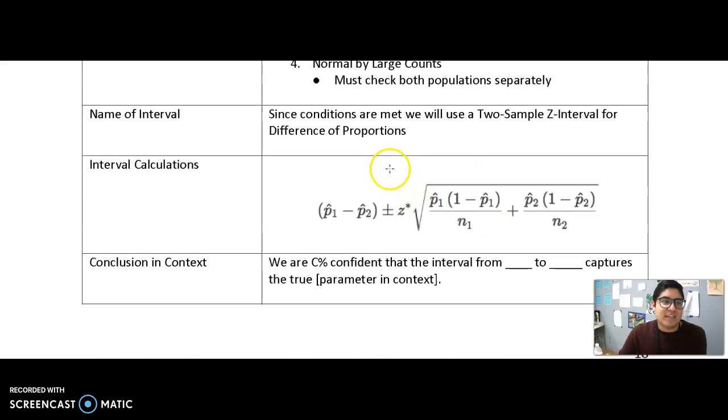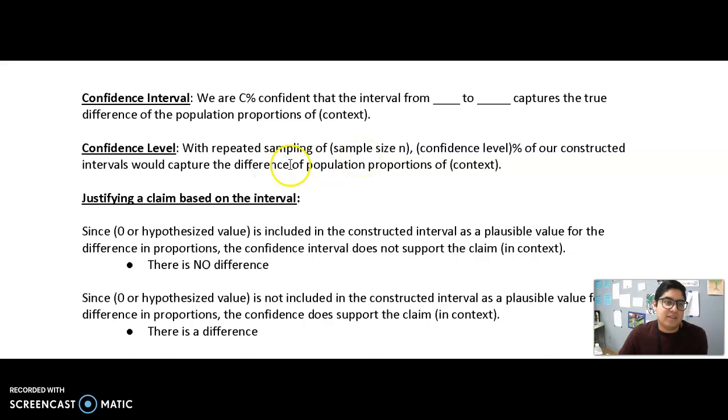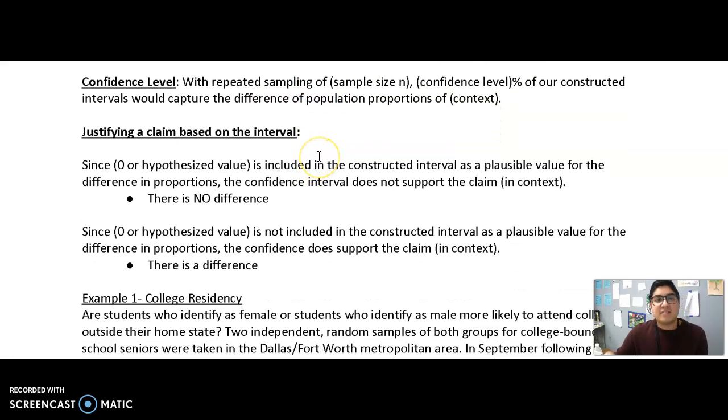And then lastly, our interpretation does not change. We are C% confident, blank to blank captures, yada yada. Now there are some new ones. Remember, the confidence level is still here. And what's different now is that since I'm creating this interval, if 0 is included in the interval, the only way for the difference to equal 0 is if there is no difference, meaning that the two values are at some point equal. Now, if 0 is not in the interval, this would indicate that there is a difference, and depending on if it's a positive or a negative difference, that'll tell us which sample proportion was greater. And that would lead us to believe that maybe that population proportion might be greater.